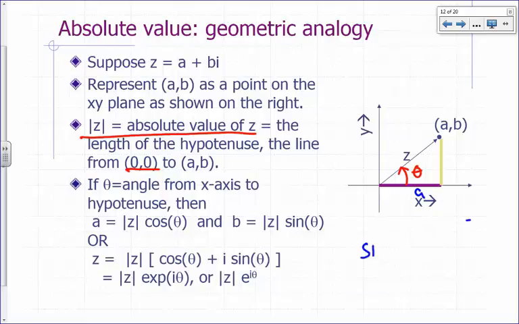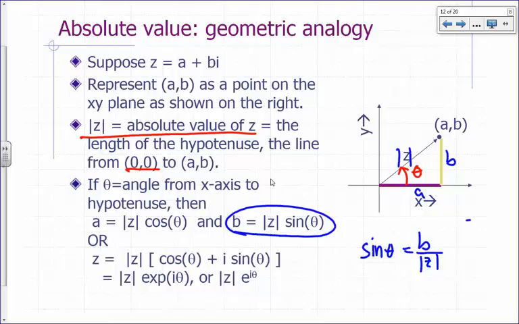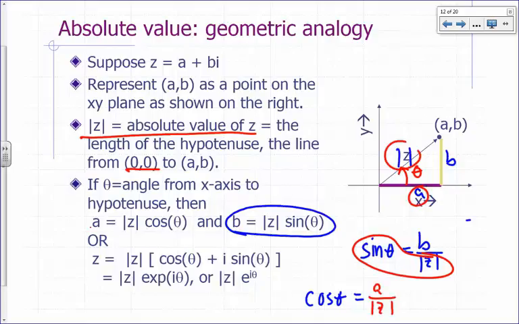Sine theta. What is sine theta? Sine theta is opposite over hypotenuse, right? So it's b over the absolute value of z. So b is just the absolute value of z times sine theta. Okay? And you should be able to show easily that cosine theta is what? Adjacent over the hypotenuse. So it's going to be a over the absolute value of z. So a is just the absolute value of z times the cosine of theta.